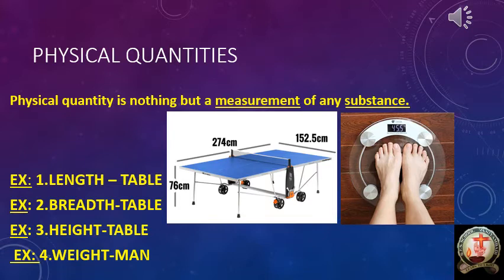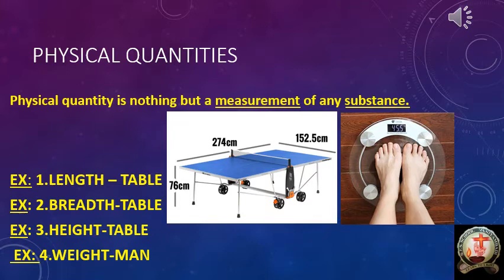Again we should see one more example. Please observe the second image. In that second image, one person is checking his weight. So he stands on the weighing machine. After he stands on the weighing machine, that weighing machine is showing the reading 45.5. 45.5, that is the weight of that person.